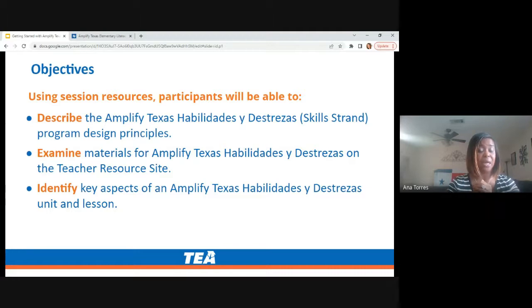And thirdly, we hope that at the end of this session, you'll be able to identify some key aspects of an Amplify Texas Habilidades y Destrezas unit and lesson. So those are our 3 objectives for this session.